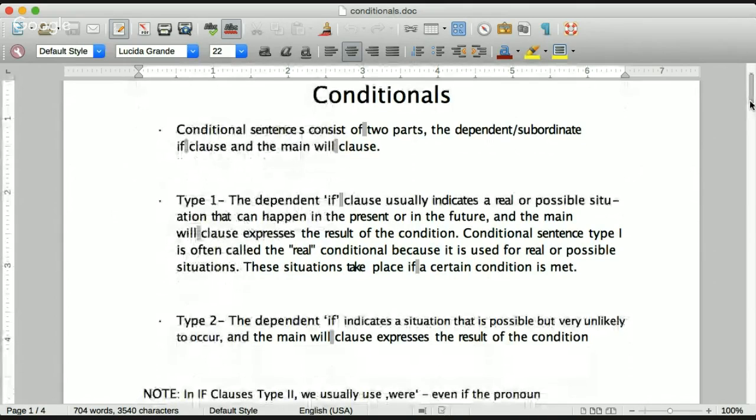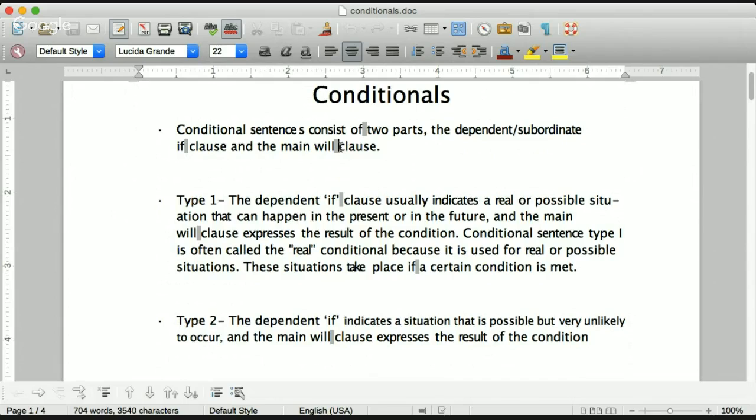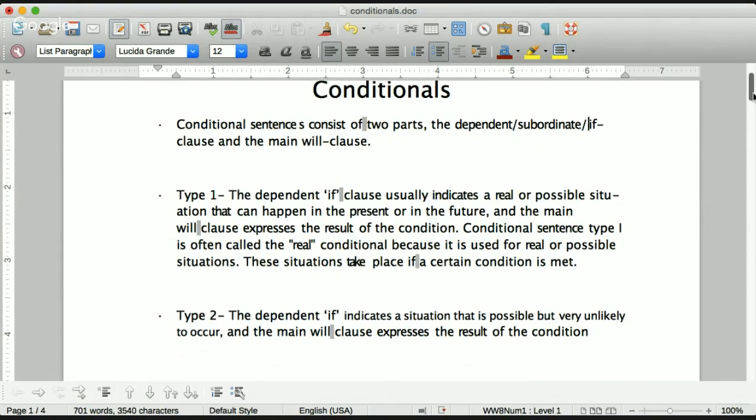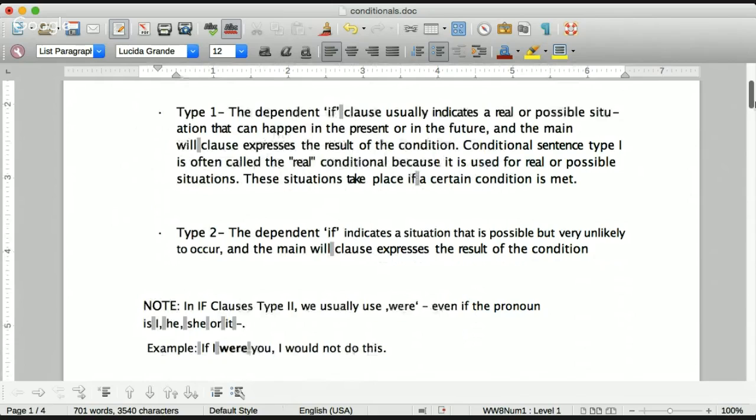Conditional sentences consist of 2 parts, the dependent or subordinate if clause and the main will clause. So we've got the will clause and the subordinate if clause. And that's all one thing. And we'll conjugate them differently, so it's important to know which is which.